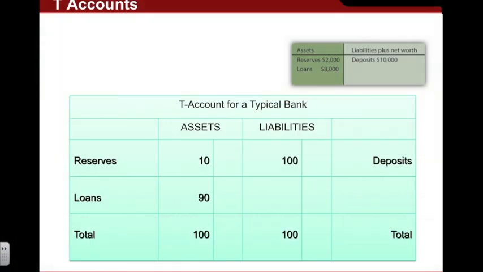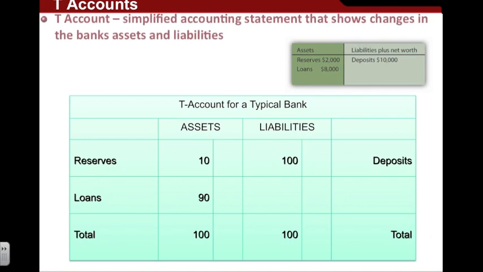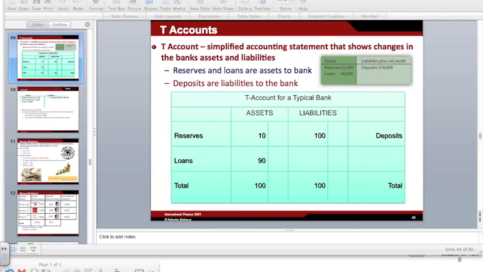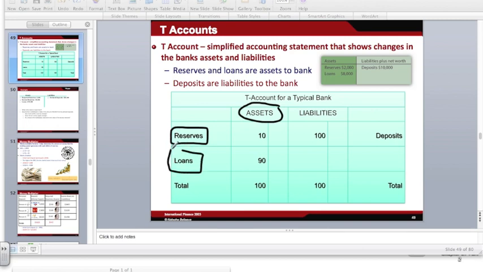All right, let me familiarize you with what's called a T account. A T account is a simplified way of looking at the assets and liabilities for a bank. So for a bank, assets are essentially any reserves, that is money that they have that they could loan out, and any potential loans or loans that they have made. Reserves represent money that they have in their vault or on record with the Federal Reserve, and loans represent money that they have loaned out to someone that they have a claim to.